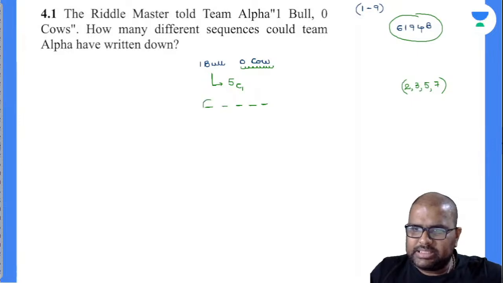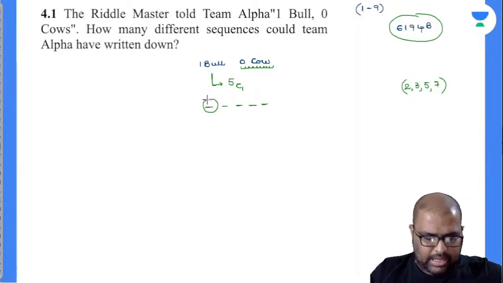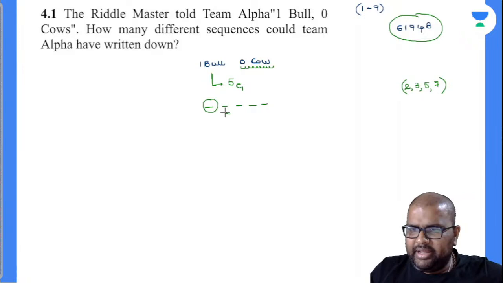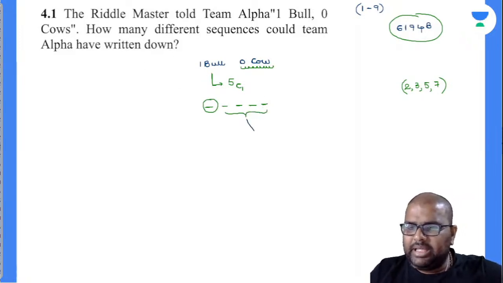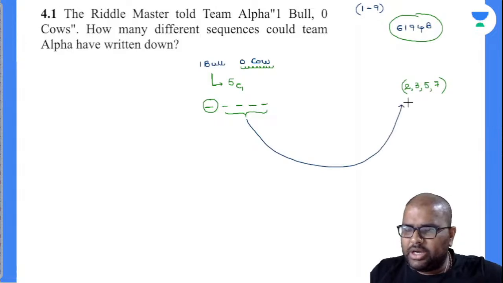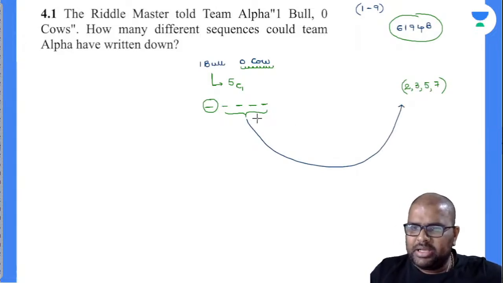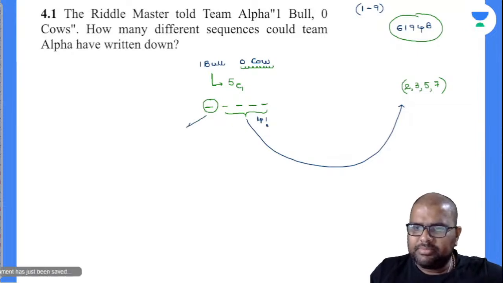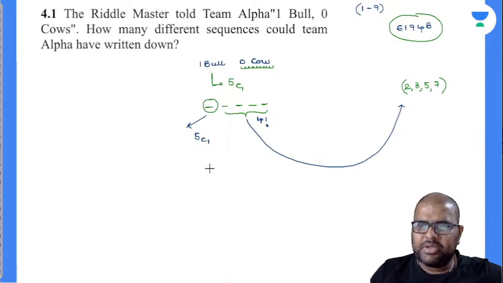Let us suppose this is the bull, 1 bull. And hi Shubham, the remaining 4 numbers must be from which sequence? From the non-riddle sequence, right? How many numbers are there? 4 are there. These 4 numbers are arranged in 4 factorial ways, and this block is nothing but 5C1. Is it the answer there? Yes. So my answer is 5C1 into 4 factorial.